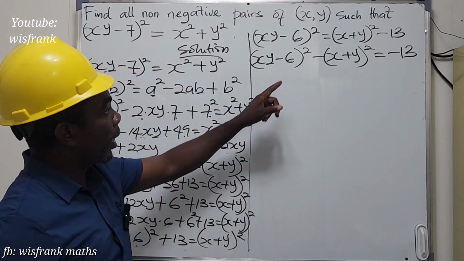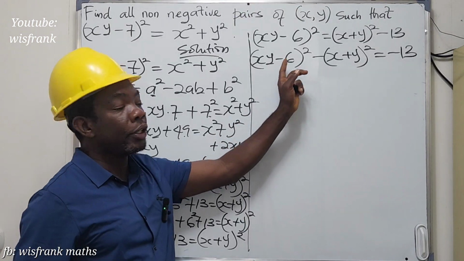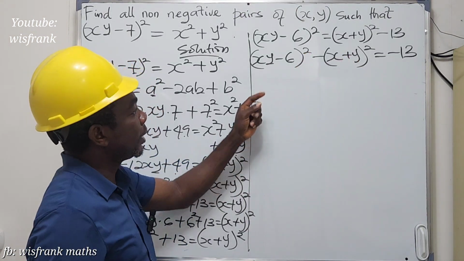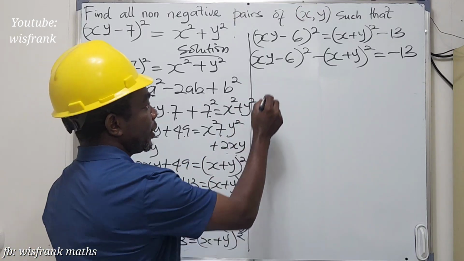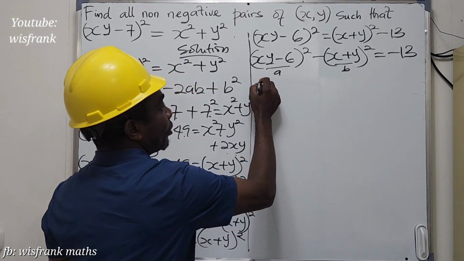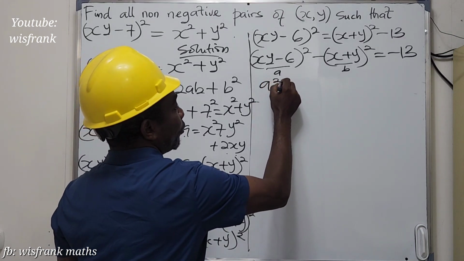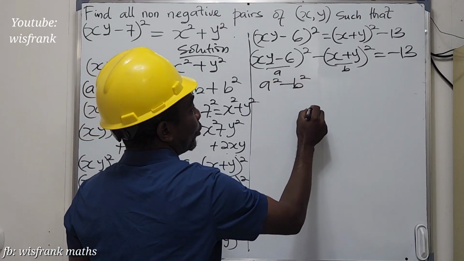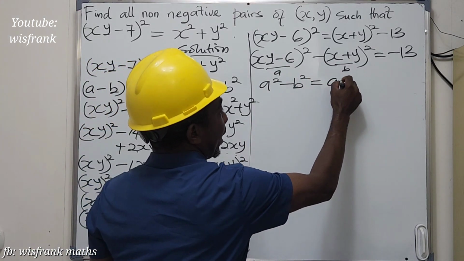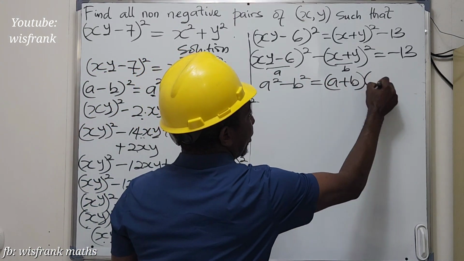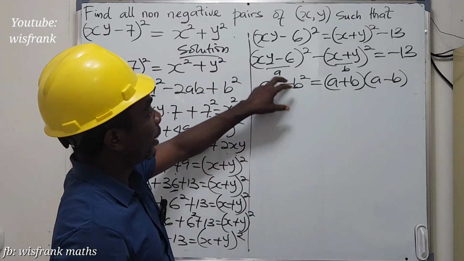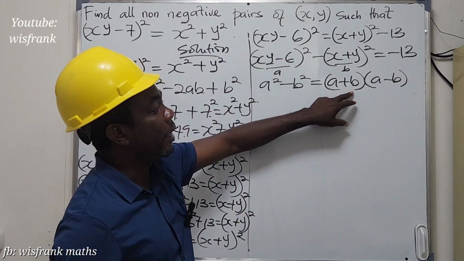You can see that we have this parenthesis to the power of 2 and this parenthesis to the power of 2. This is a difference of two squares. If we set this as a and this as b, we have something like a to the power of 2 minus b to the power of 2. So in this case, this difference of two squares is (a plus b) into (a minus b). So we have this format. So we are going to express this in this format.